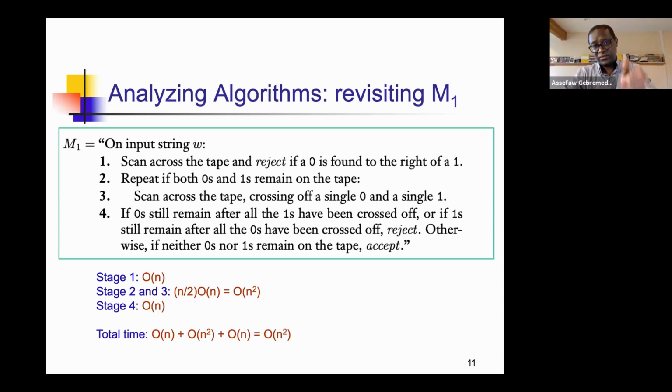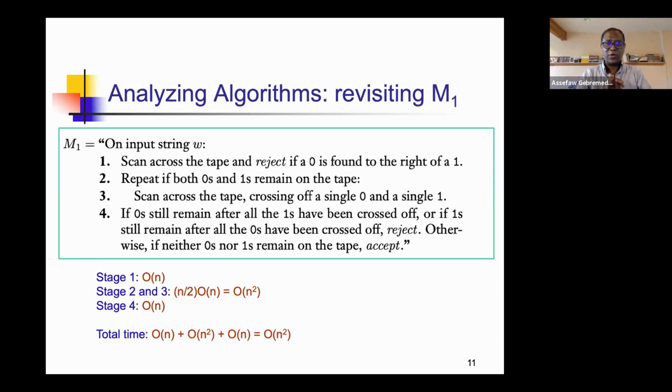In stage 2, stage 3 is indented, if you remember how things were working. We are going to repeat this if both 0s and 1s remain on the tape. Every time there is something remaining like that, we scan across the tape, crossing off a single 0 and a single 1. Because we are crossing off a single 0 and a single 1 each time, we require half the steps. So there will be n over 2 steps, but each time we are scanning the whole tape again, and therefore that will be order of n. So n over 2 times order of n is what is involved in stages 2 and 3.